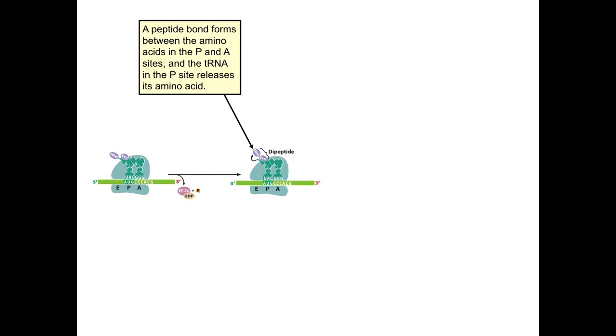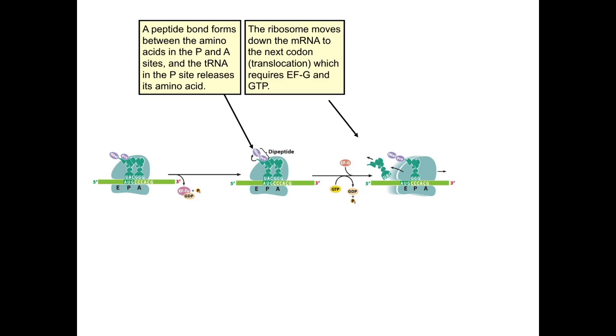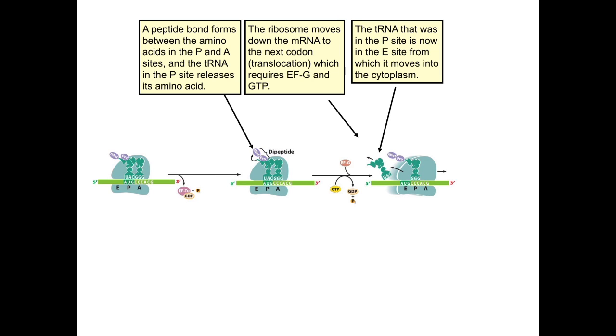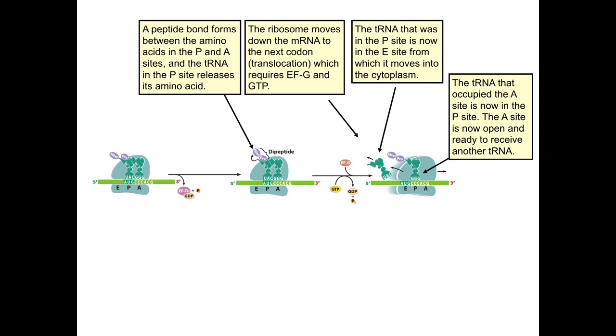A peptide bond forms between the amino acids in the P and A sites, and the tRNA in the P site releases its amino acid. The ribosome moves down the mRNA to the next codon. This is called translocation, which requires elongation factor G and GTP. The tRNA that was in the P site is now in the E site, from which it moves into the cytoplasm. The tRNA that occupied the A site is now in the P site. The A site is now open and ready to receive another tRNA.